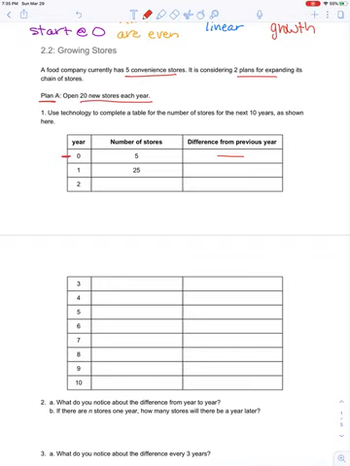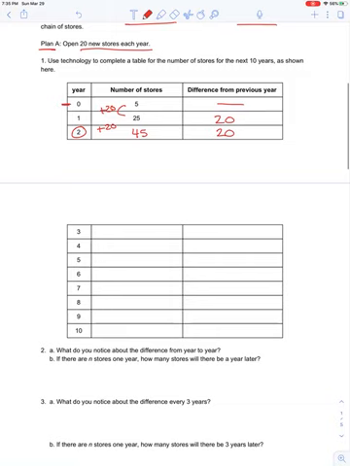Okay, so on year 1, if you notice here, they added 20. So in year 1, because they're wanting to add 20 each year, the difference from the previous year is 20. But then we're going to add another 20, because again, it's year 2 now. So if we add another 20 here, now we're at 45 stores. And again, the difference is going to be 20. And then we're just going to stay with that pattern. So if we add 20 every year, we're at 65. And then we add 20 and we go to 85.